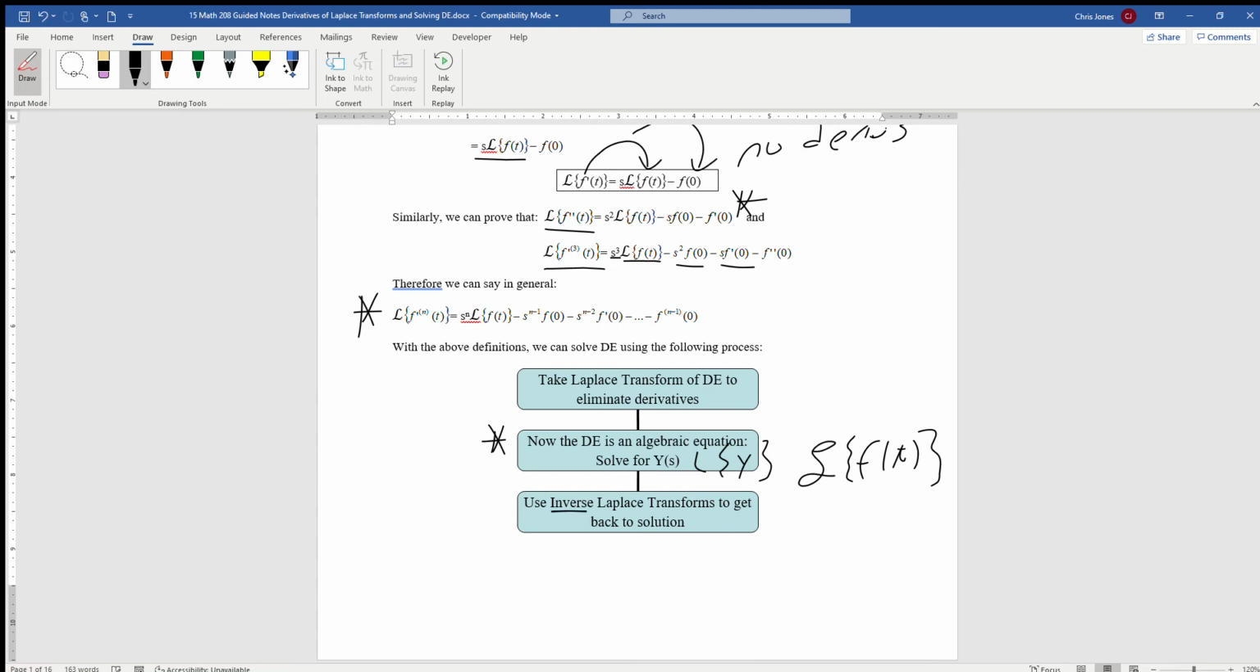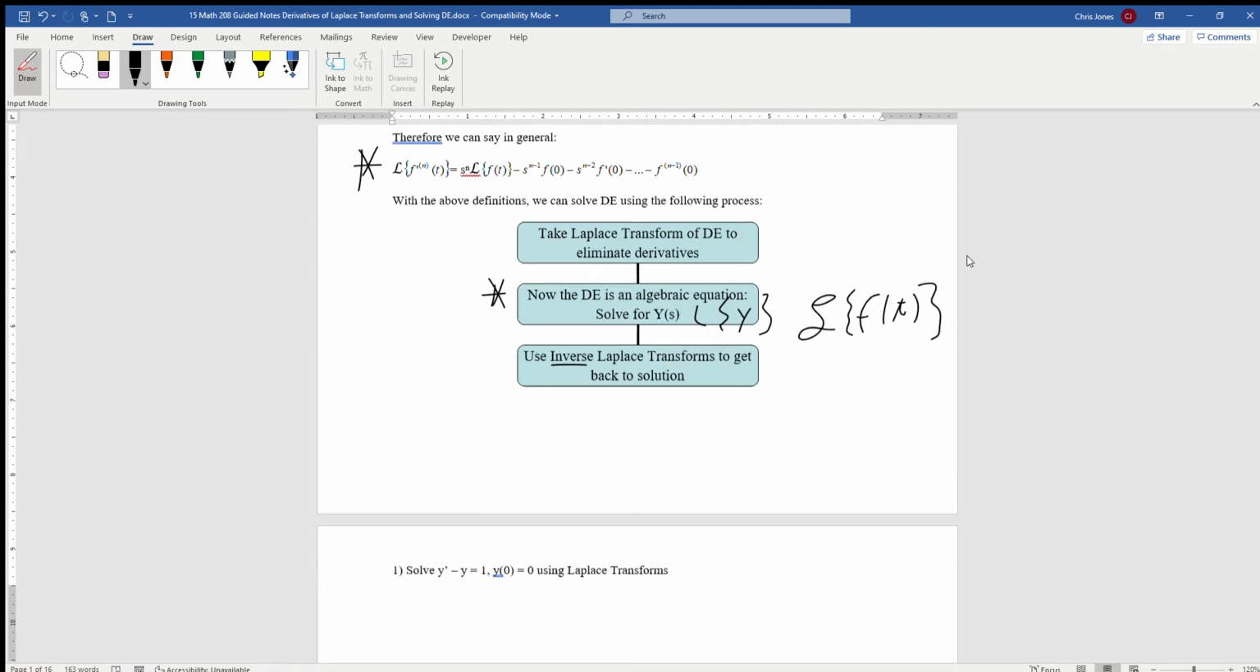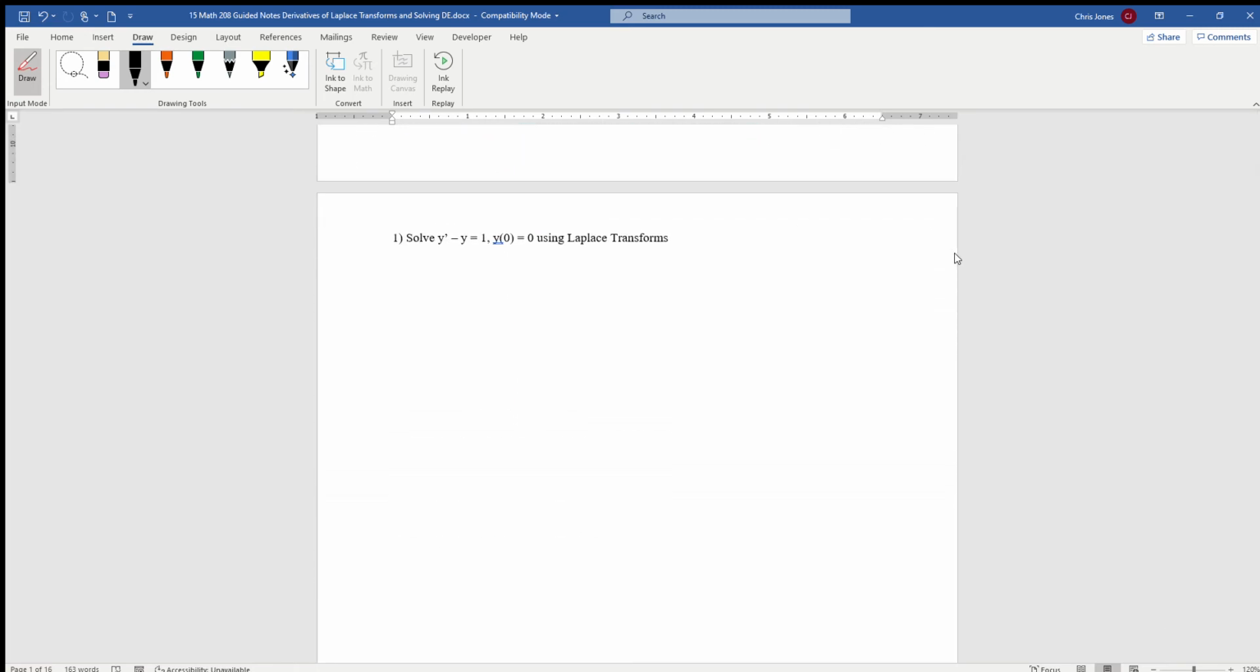All right, and that's the hard part, as we saw in the previous video series. So let's take a look at one rudimentary example of this. We have a very basic first order differential equation: y prime minus y equals 1, y at 0 is equal to 0, and we're going to solve this using only a Laplace transform. Now certainly separation of variables will be a lot easier, but let's just use this to illustrate the process.